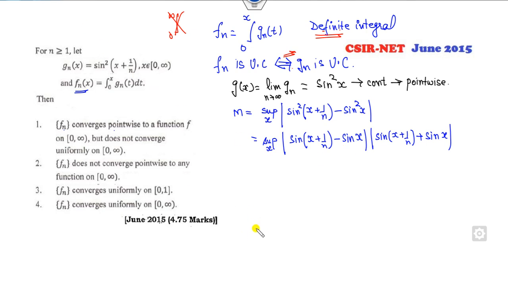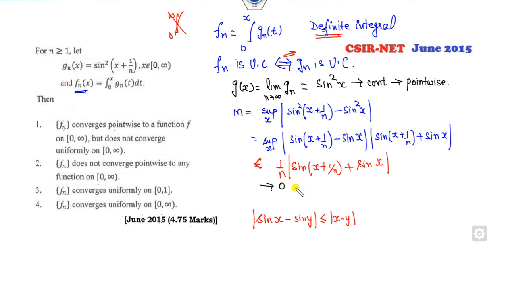Then we all know what is sine of x minus sine of y. The absolute value of this is always less than or equal to |x minus y|. So I can take this as |x minus y|, which is 1 over n, times sine of (x plus 1 by n) plus sine of x. Fine. Now clearly, as n approaches infinity, it goes to 0.